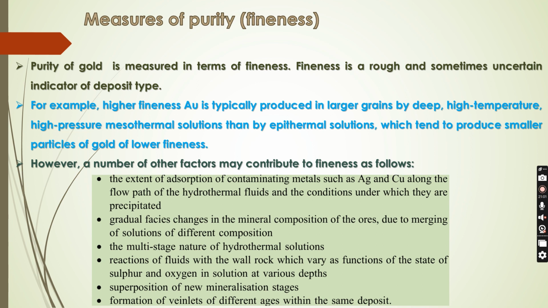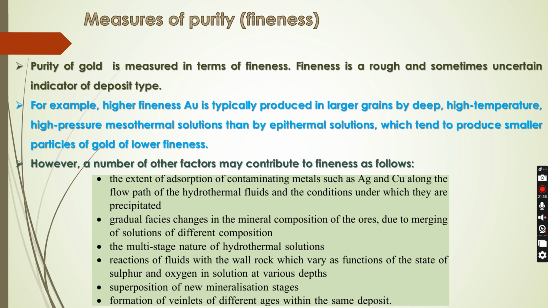Gold percentage is more. For example, higher fineness gold is typically produced in larger grains. So high purity gold often has relatively larger grain size, and it is indicative of deep, high temperature, high pressure mesothermal solution action. Epithermal solutions, at low temperature, will be adding some impurities also, which tend to produce smaller particles of gold of lower fineness.